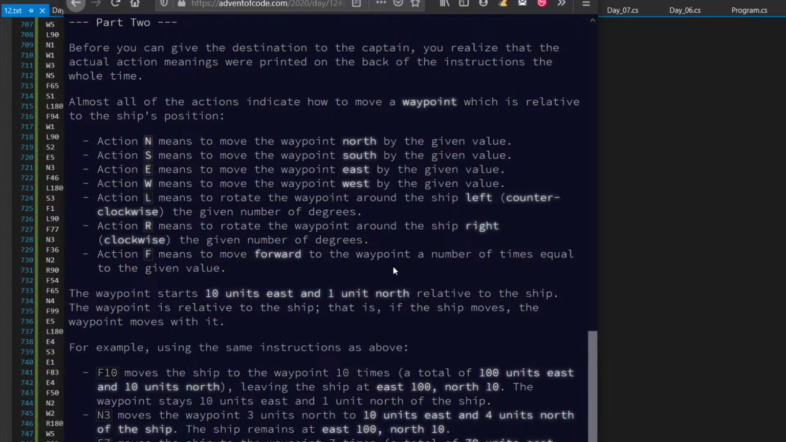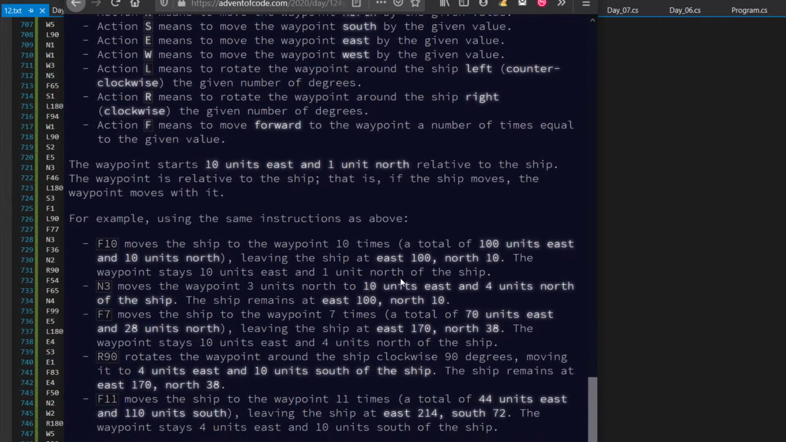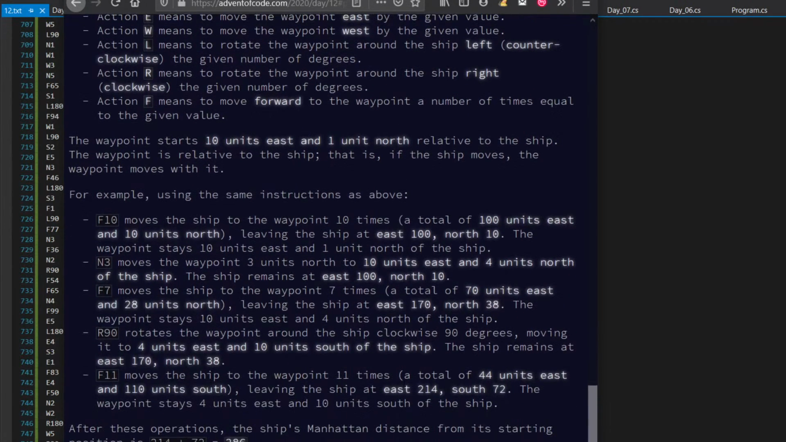And F means to move forward to the waypoint a number of times equal to the given value. The waypoint starts 10 units east and 1 unit north. Okay. The waypoint is relative to the ship. That is, if the ship moves, the waypoint moves with it. Holy cow. F10 moves the ship to the waypoint 10 times.